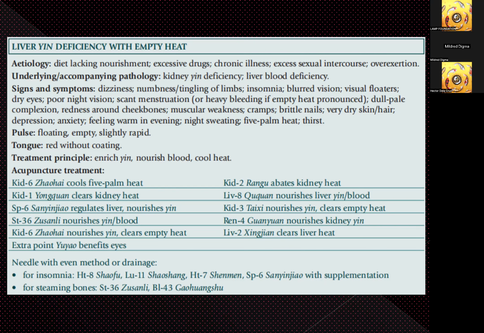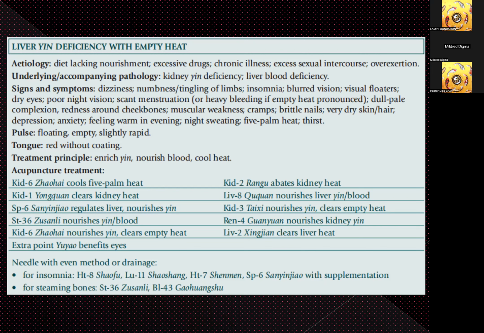Wala na pong coating. So, ang treatment principle po natin, kailangan nating enrich yung yin. Patasin natin yung yin kasi andun yung blood. So, nourish blood at i-cool po natin yung heat kasi bumaba nga yung yin kaya tumataas ang yang. So, tusukan po natin ang kidney 6. Cools the deficiency heat para mawala yung mga mainit na pakiramdam. Kidney 1 para sa clear kidney heat. Spleen 6, ino-nourish po niya ang regulates liver and nourishes yin. Stomach 36, ino-nourish po niya ang blood. Kidney 6, nourish yin, clears empty heat.